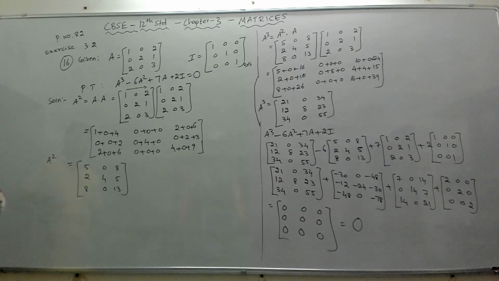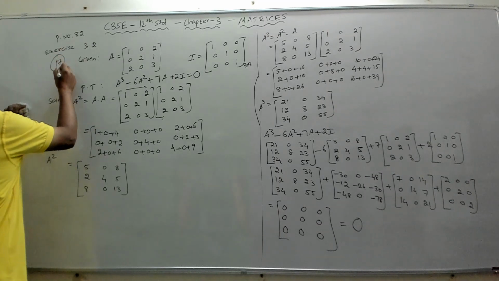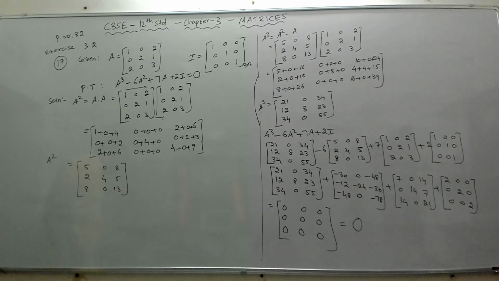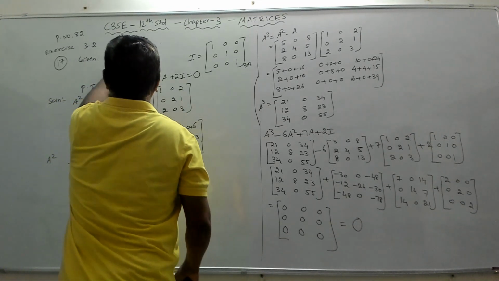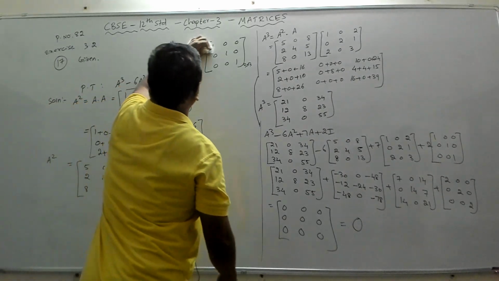Copy this, the 17th one. So the 17th problem. What is given in the 17th? A matrix is given, the A matrix. And they have given the I matrix also.